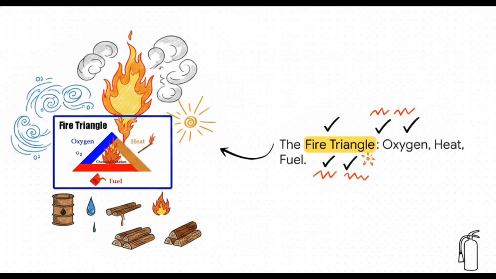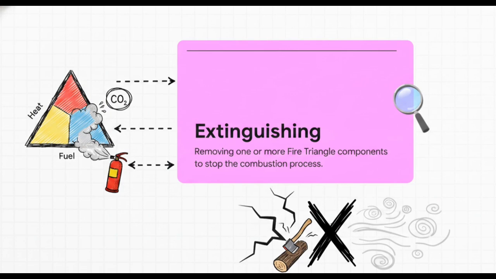But here is the genuinely fascinating part. You absolutely need all 3. Take away just one, the fire simply cannot exist. And honestly, once you fully grasp that chemical triangle, the solution to putting out a fire becomes incredibly elegant. It's not just about brute force. It actually comes down to starvation or suffocation.